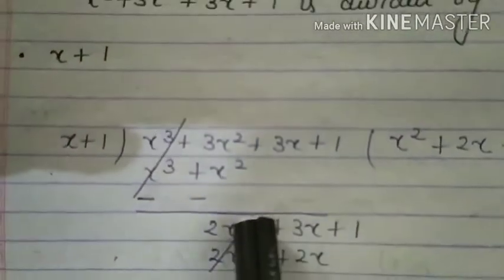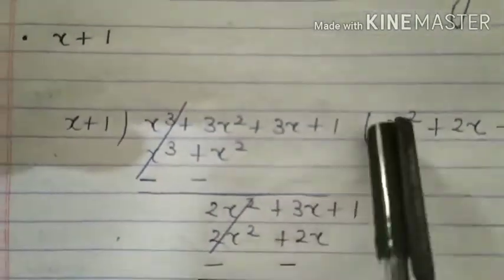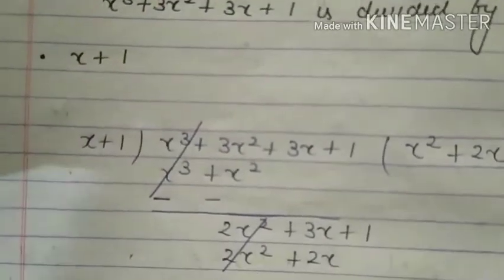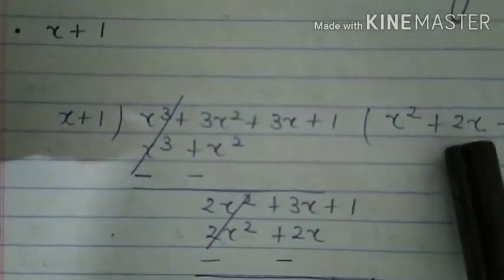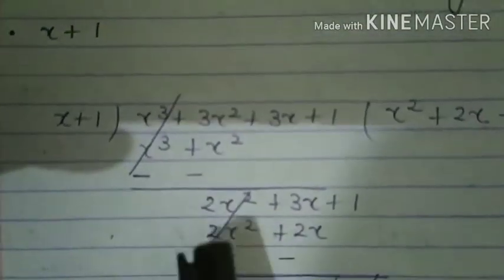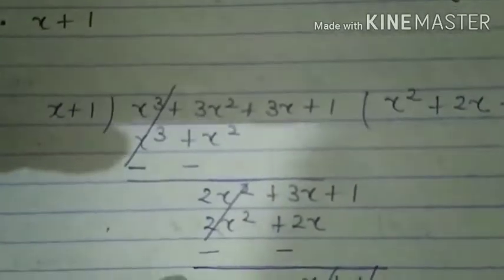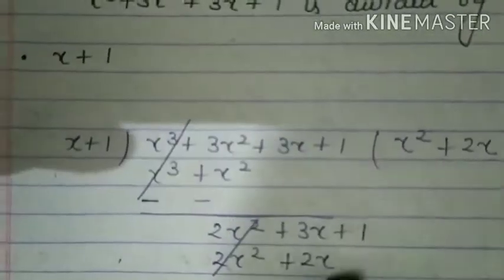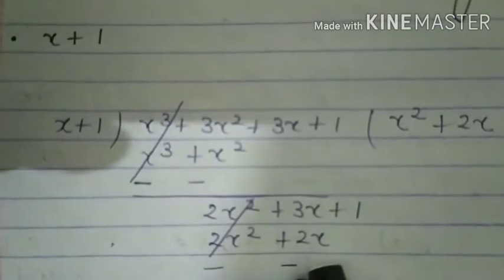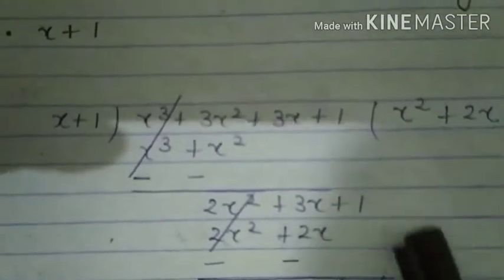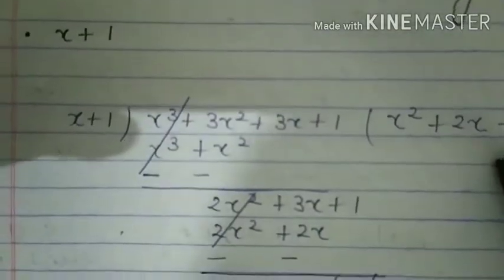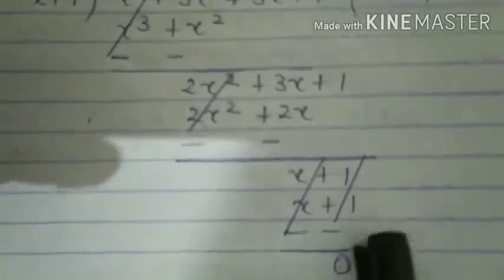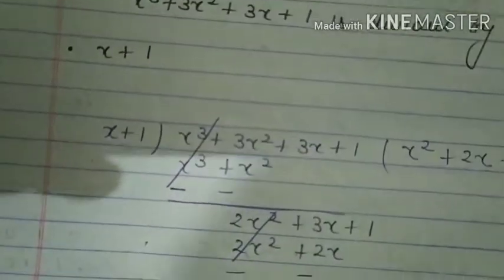We get 2x square plus 3x plus 1. We multiply x with 2x, so we get 2x square, the signs change, and we get 0. Now 1 into 2x, we get 2x, and subtracting, we get x plus 1. Now lastly, we multiply x plus 1 with 1, we get x plus 1, and the remainder is 0. So it's a long process, the long division method to find the remainder.